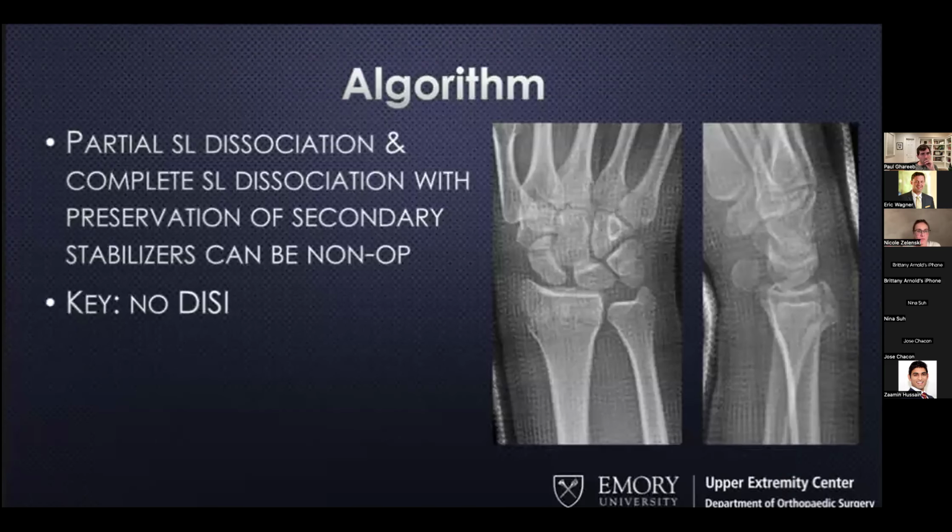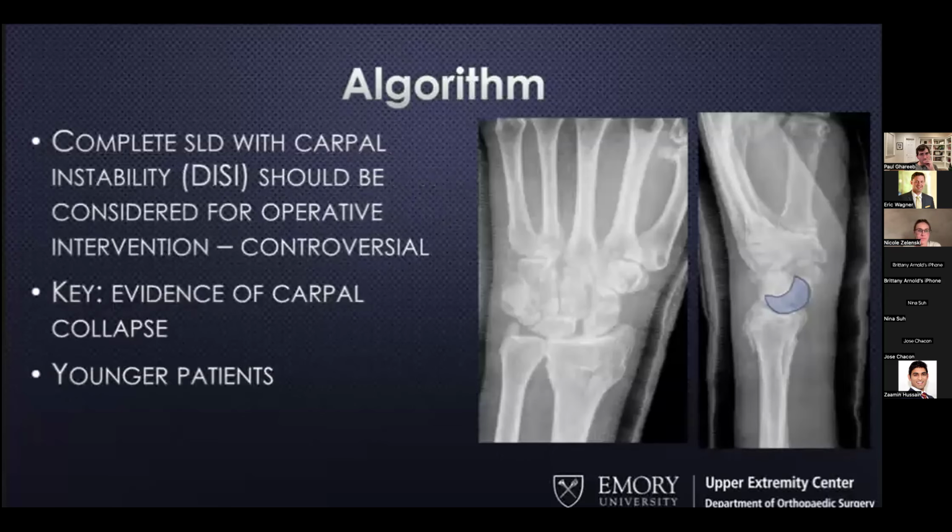So my algorithm simplified is that patients that have a partial SL or complete SL with preservation of secondary stabilizers and no DISI, I treat these without any intervention. Right. So if the lunate is pointing straight at the capitate, you potentially don't need to do anything.